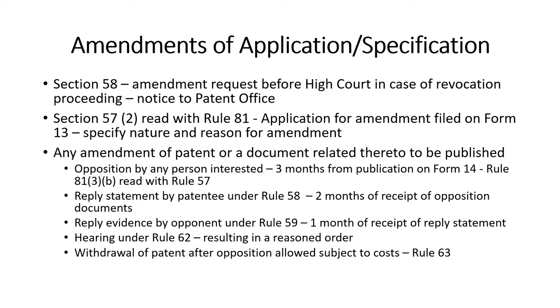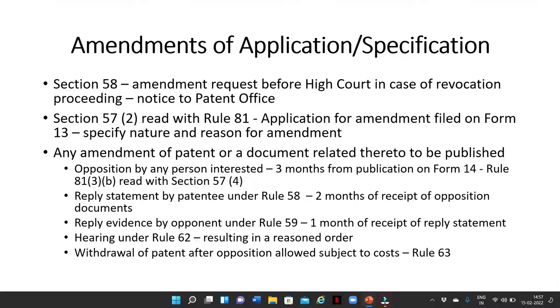Coming now to the procedural requirements, Section 57(2) read with Rule 81 provides that any application for amendment is required to be filed before the controller of patents on Form 13, and that Form 13 needs to specify the nature and reason for amendment. Procedurally, we need to provide a track change version of whatever document we are amending. Maybe it is a claim, maybe it is the description, or maybe it is any form of the patent application. So we identify what changes we are making in that, and also provide a track change version so as to enable the controller of patents to identify what changes are being made.